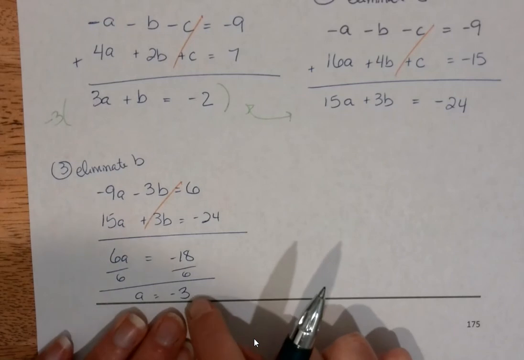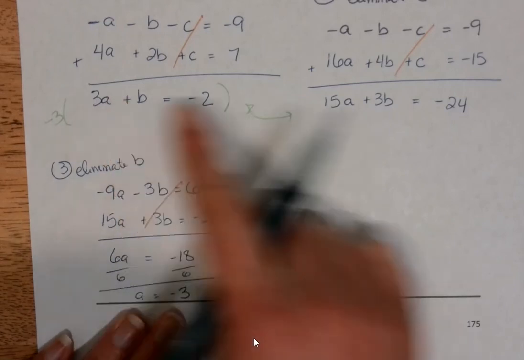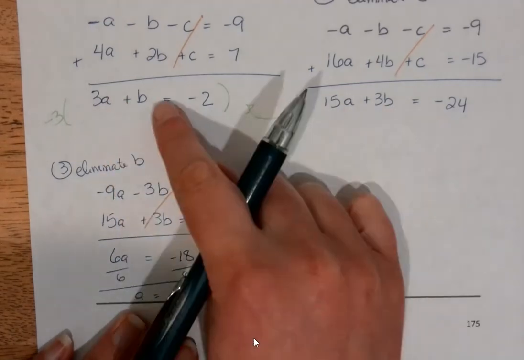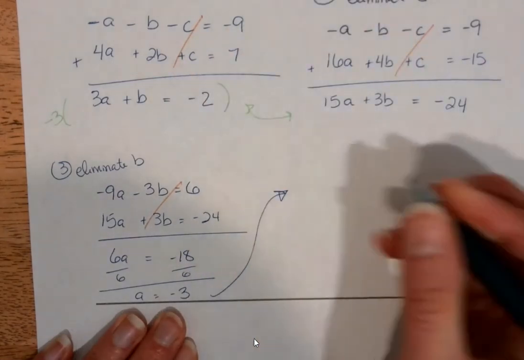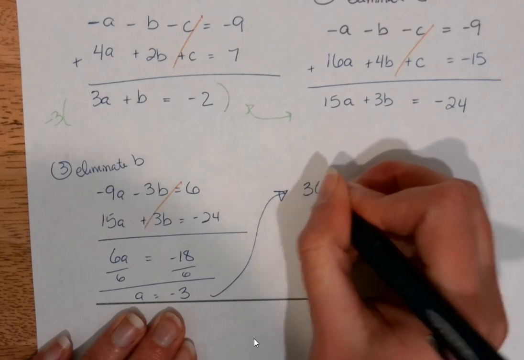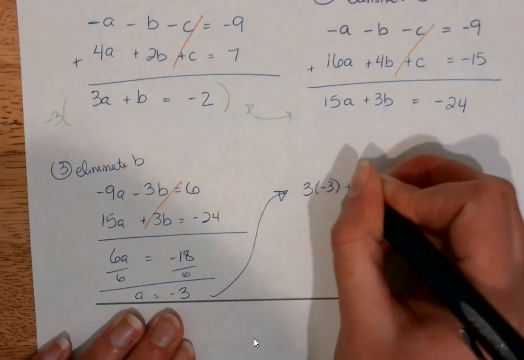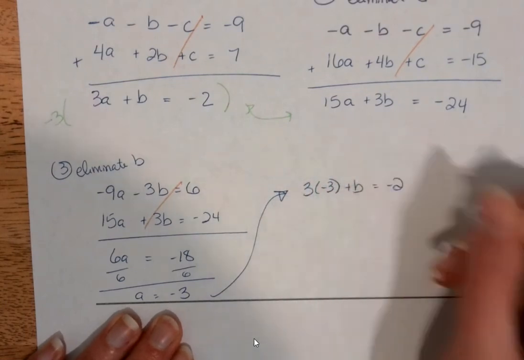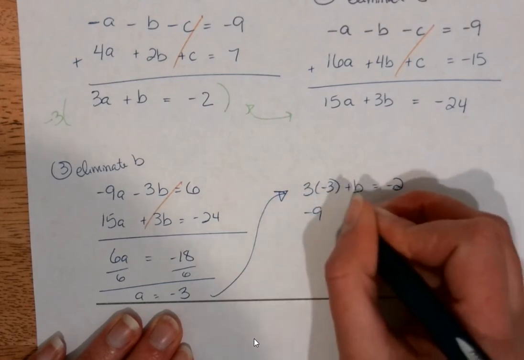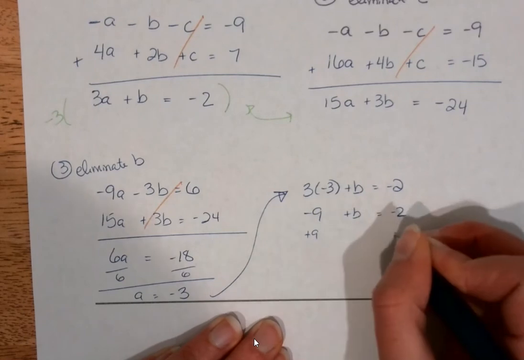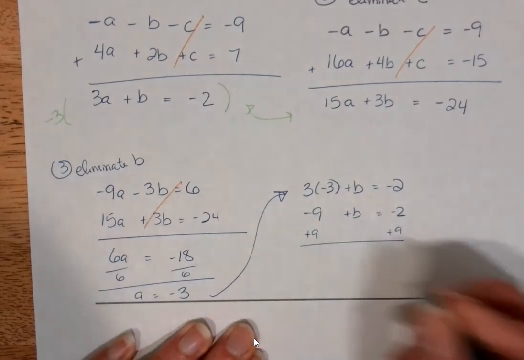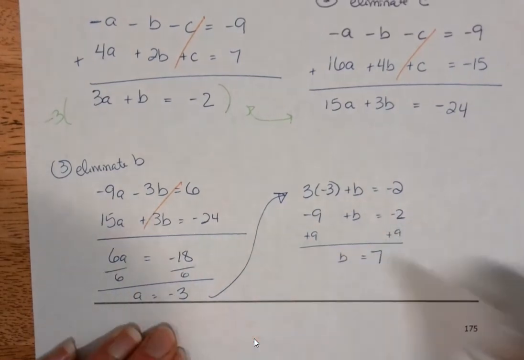Okay, now that I have an a value, I can go back into either one of these to solve for b. Probably going to choose the one with the smaller values, so we'll use that to solve for b. So 3 times negative 3 plus b equals negative 2. That's negative 9 plus b equals negative 2. And if we add 9 to both sides, we get a b value of 7.